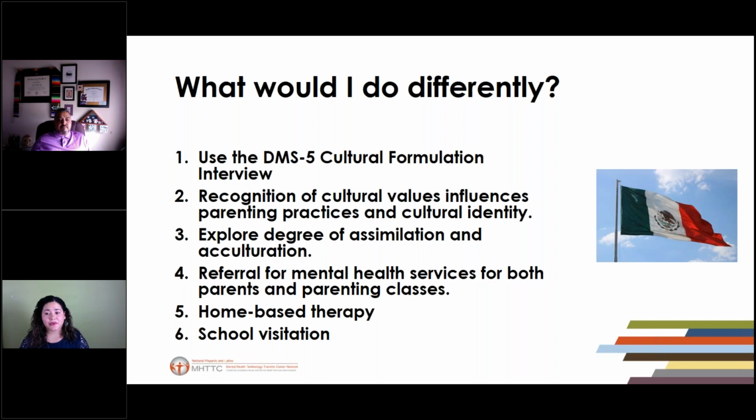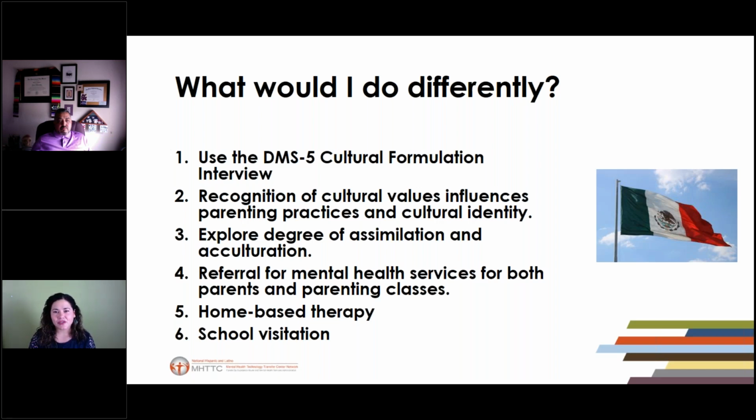And also the father was taking parenting classes, but I will refer both of them to parenting classes also. At the same time, I will try to find a way where both parents can have their individual therapy. But I think at the time they were undocumented, so they didn't have health insurance. And I will do home-based, or in this case right now, telehealth.